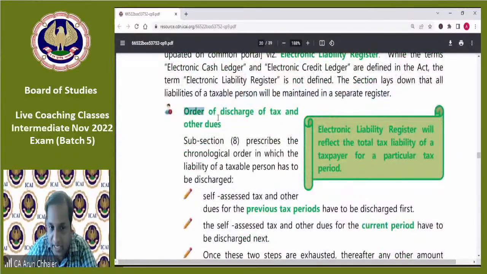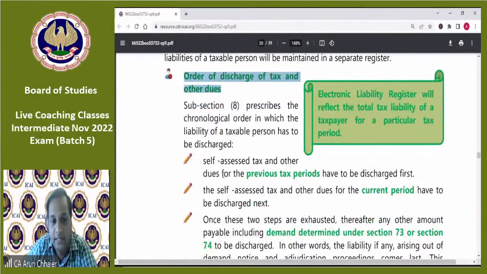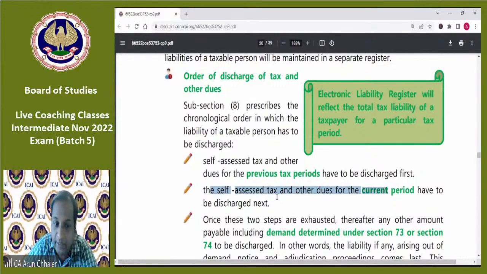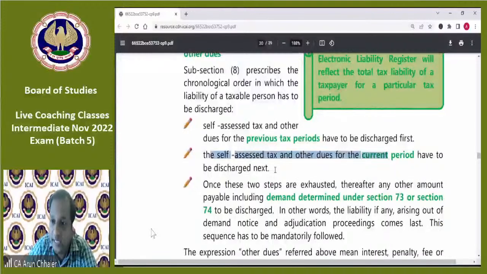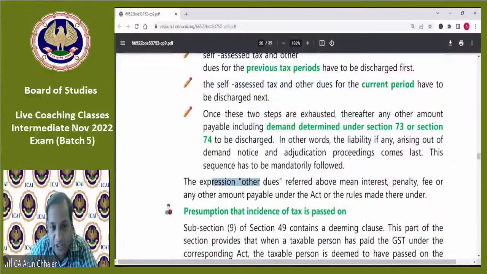What is the order of discharging the tax and other dues? We have discussed that first it will be self-assessed tax and other dues of the previous tax period. Then it will be self-assessed tax and other dues of the current period. And once these two liabilities are finished, the remaining amount, if any, will be utilized for any other amount payable, including the demand under section 73, 74, etc. The expression other dues referred above means interest, penalty, fees, or other.